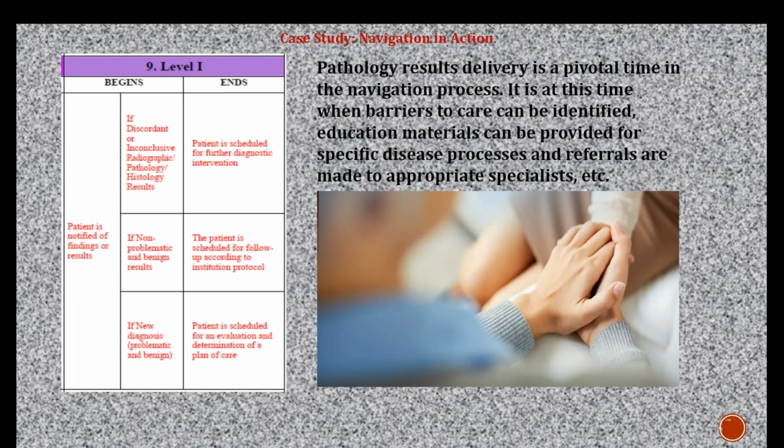Okay. Pathology results are a pivotal time in the patient navigation process. It's at that time when barriers to care can be identified, educational materials can be provided for the patient for that specific disease process, referrals are made to appropriate specialists, etc. I like to send patients results through MyChart, which is so prevalent right now, or various electronic methods.